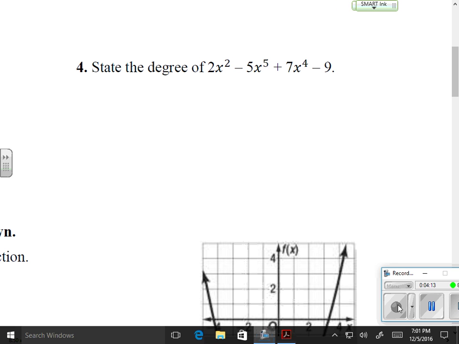Problem 4, we're asked to find the degree of this polynomial. We have 4 terms. The term with the largest exponent is going to be the negative 5x to the 5th. So the degree would be 5. The leading coefficient would be negative 5, but the degree is just 5.